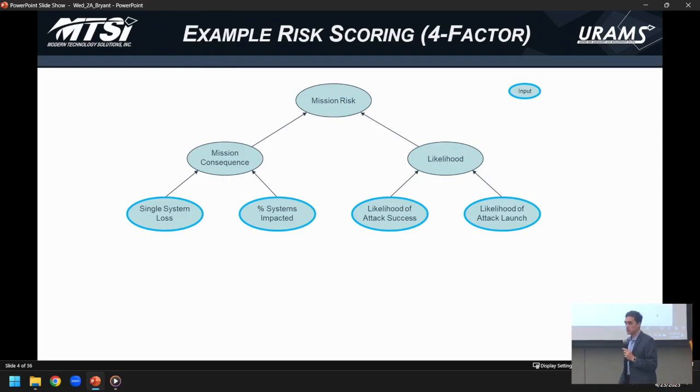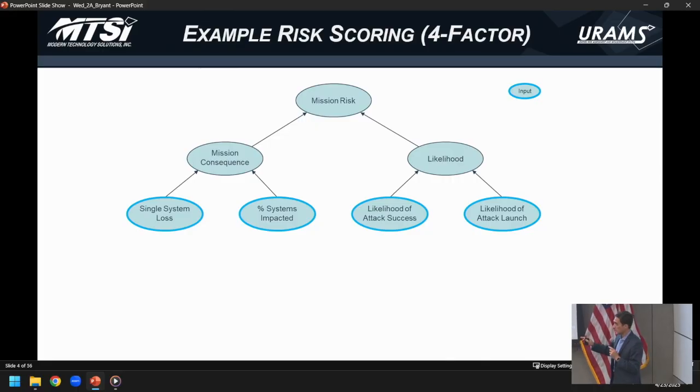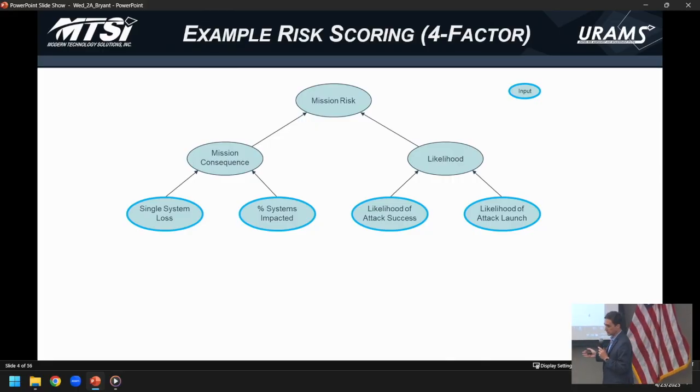Of the scoring tools that we use, this is one that I typically prefer, called 4-factor. You can see that mission risk, just as per the DoD definition, is a combination of mission consequence and likelihood. We break down mission consequence into two pieces. The first is single system loss. What that means is, if this cyber attack is successful on this platform, how much of my mission will I lose? And we measure that in terms of mission loss, from 0 to 100%. Percent systems impacted is meant for that case.